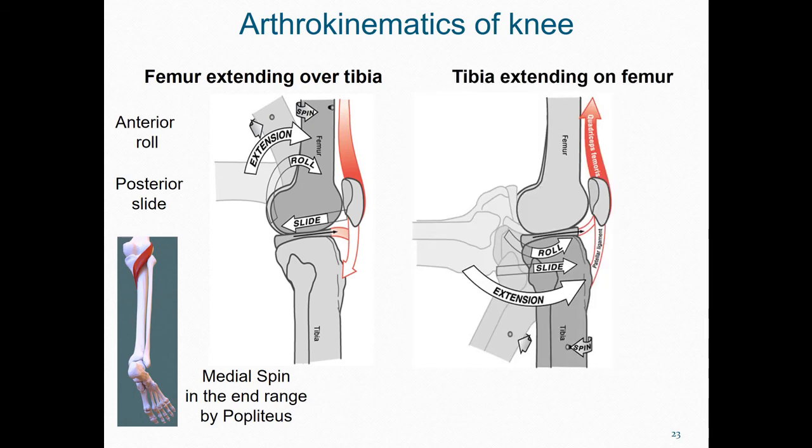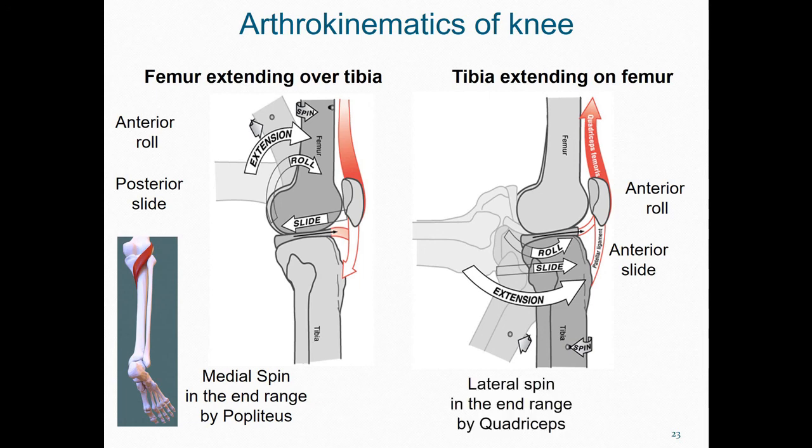Now let's contrastingly look at tibial on femoral knee extension. In this case, we see quite different accessory motions. We see anterior roll and anterior slide. We also see a lateral spin of the tibia relative to the femur in the end range of the movement that's aided by the line of action of the quadriceps.